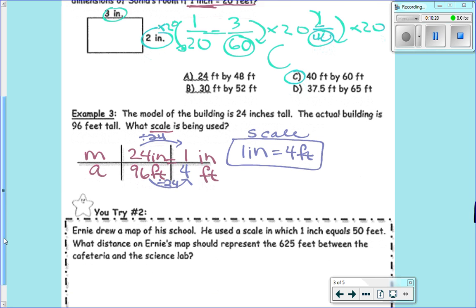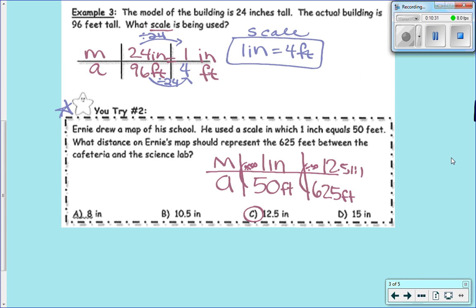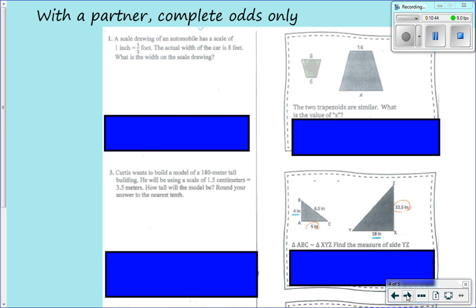All right. Y'all do, you try number 2, and then we'll have a volunteer come share. I don't think I was recording. Oops. Good. So we got C. One big clap. 1, 2, 3. Questions on 12.5 inches for the model? All right. So I'm going to give you this, and you're going to complete odds only, and then we will check as a class. All right.